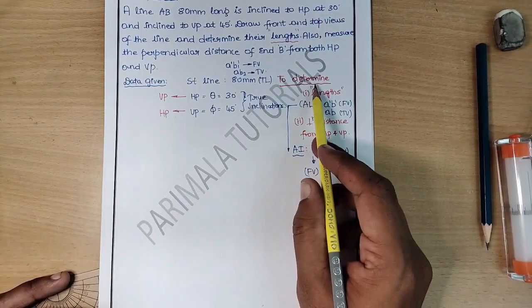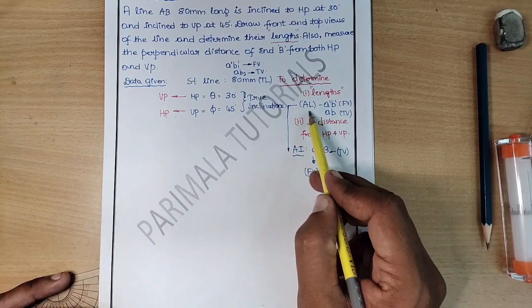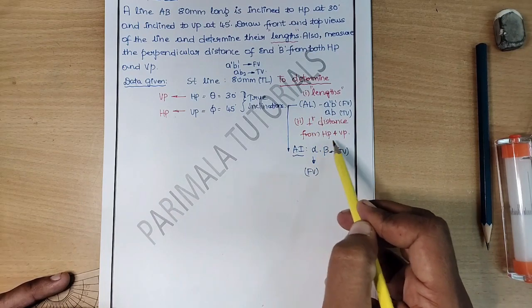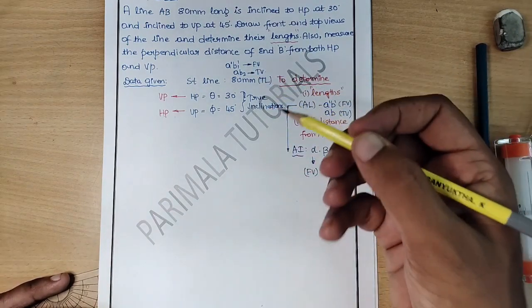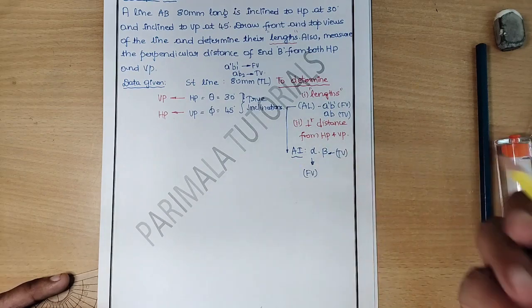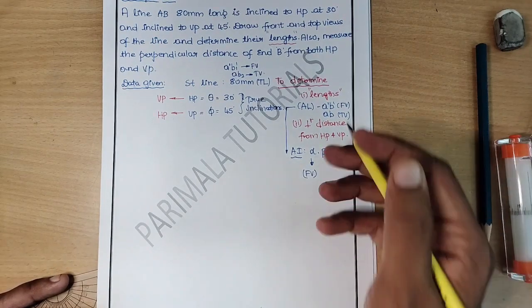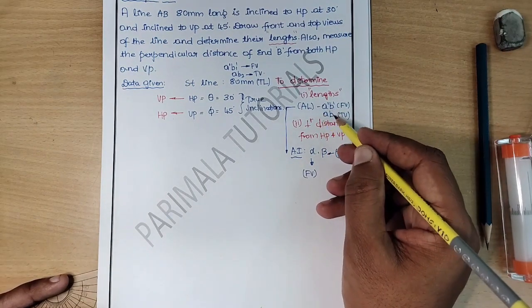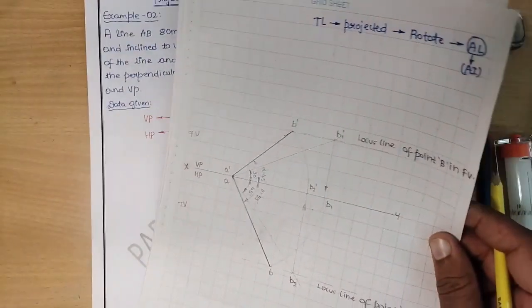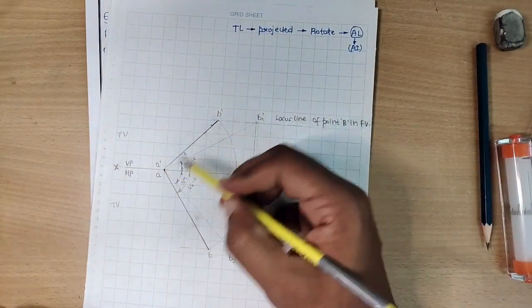Actually, we are supposed to find out their lengths, that is the apparent length, and the perpendicular distance from HP and VP. As per the question, they have not asked you to find out the value of alpha and beta. Alpha and beta we are doing actually, but what is the apparent length? A dash B dash and AB. Now, how do we find out the value of A dash B dash and AB?